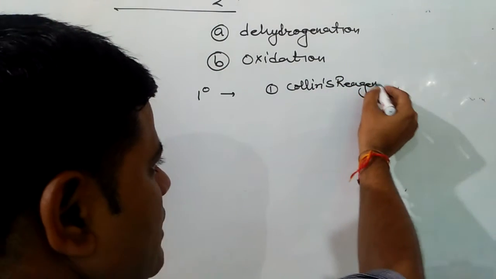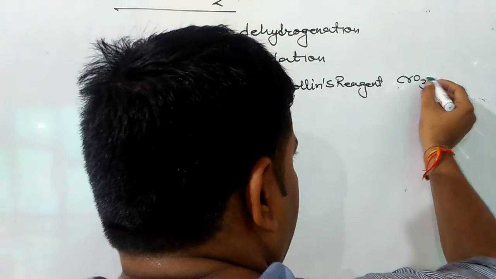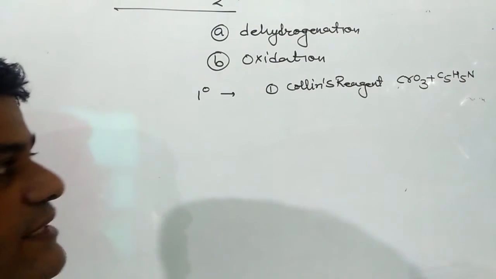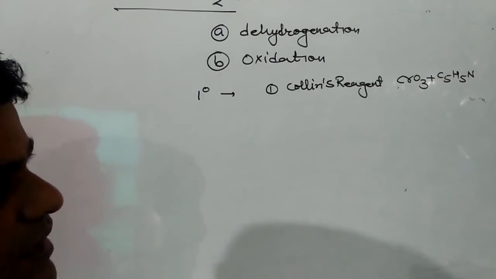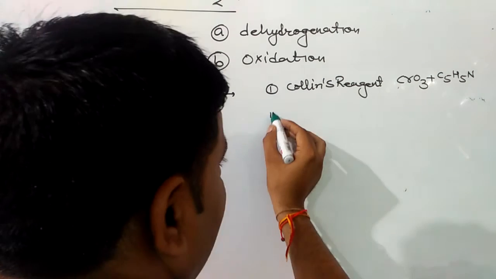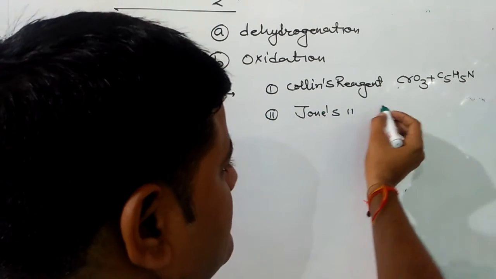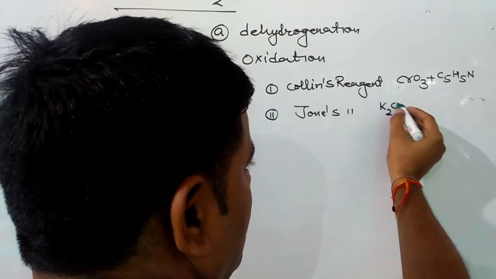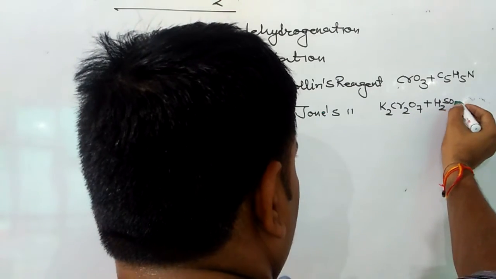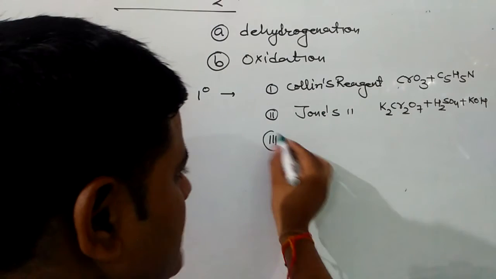There might be objective question on this. What is Collins reagent? Collins reagent is CrO3 plus pyridine. Oxidation of primary alcohol with weaker oxidizing agent will form aldehyde, and the first one will be Collins reagent, CrO3 plus pyridine. Second one is Jones reagent, and Jones reagent is K2Cr2O7 plus H2SO4 plus KOH, and the last one is PCC, very important one, pyridinium chlorochromate, PCC.